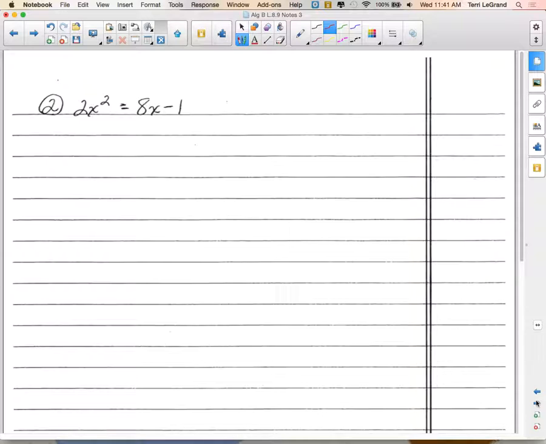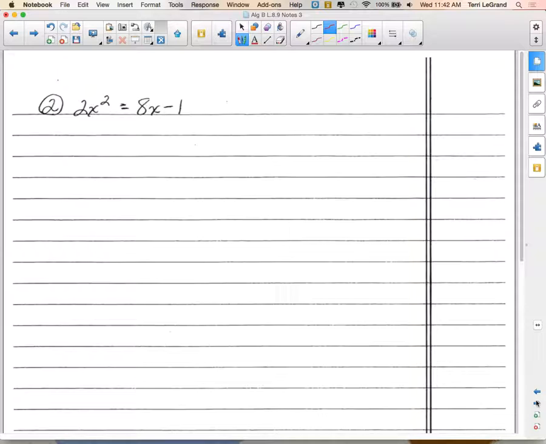Calvin, should we identify A, B, and C? Sure. What's A? What's B? What's C? Really, you guys are all identifying A, B, and C already? Come on, what should we do first?